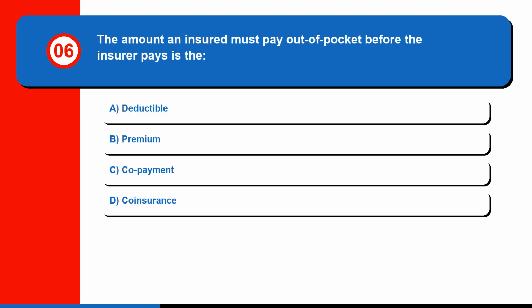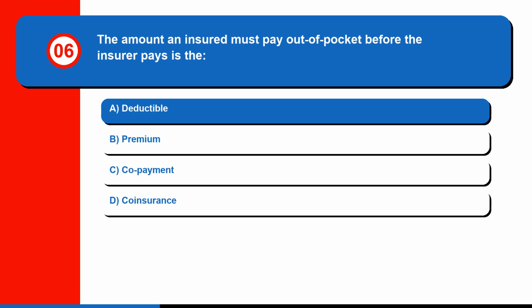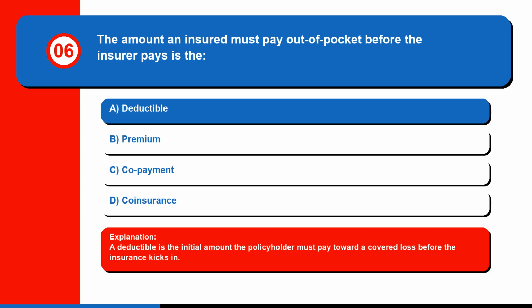Question 6. The amount an insured must pay out of pocket before the insurer pays is the A. Deductible. B. Premium. C. Copayment. Or D. Coinsurance. The correct answer is A. Deductible. A deductible is the initial amount the policyholder must pay toward a covered loss before the insurance kicks in.